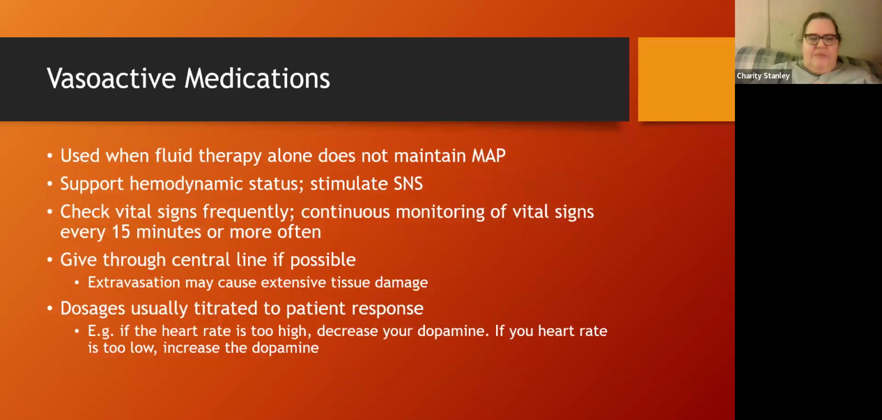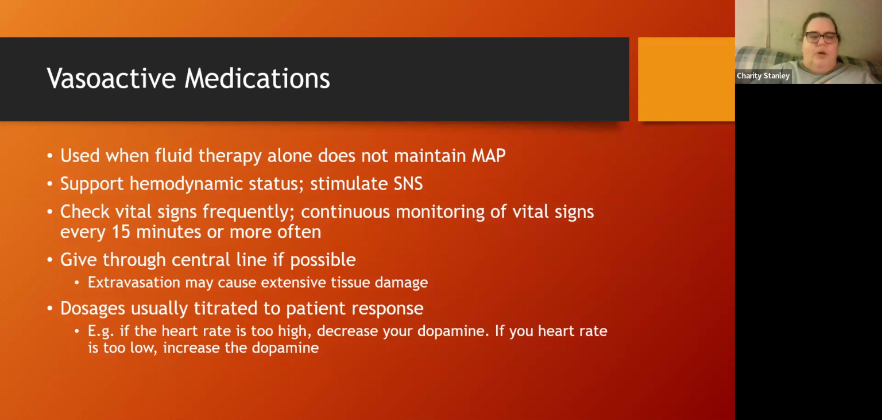So vasoactive medications. When fluid isn't enough to fix the problem, then we may need to give some vasoactive medications to shrink my pipes and make them smaller. So this is going to mimic activation of the sympathetic nervous system. When I give vasoactive medications, these are only going to be given through an IV, and only in an emergency situation or ICU type setting.